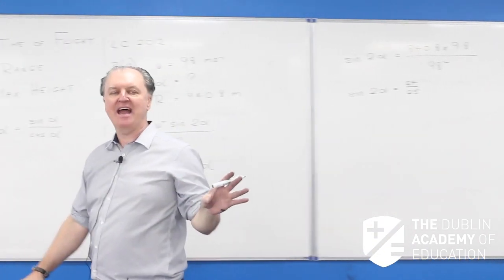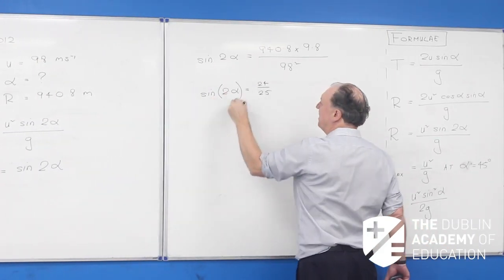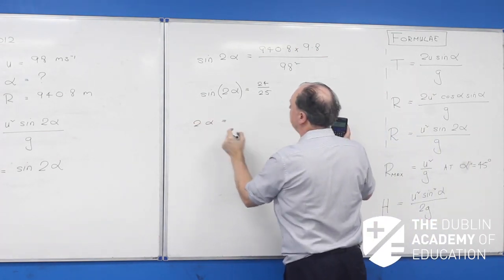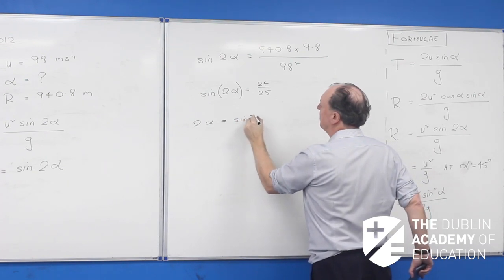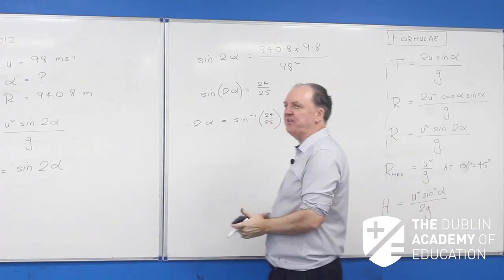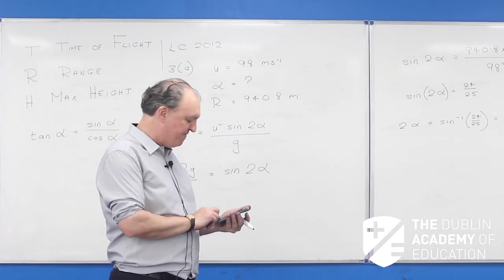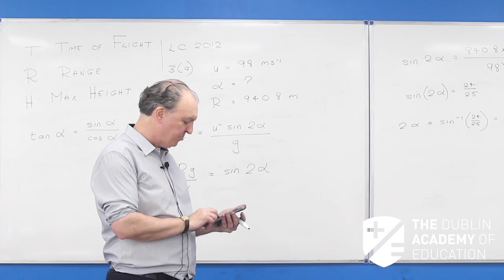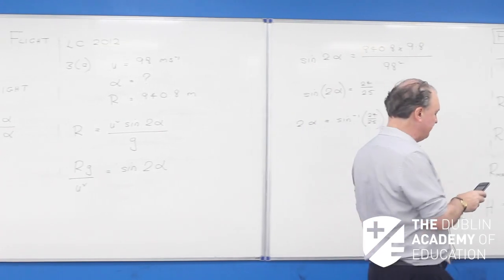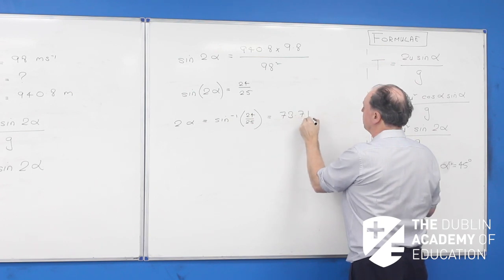I want to get the angle. Now the angle is a double angle. Let me wrap it in brackets to make it very clear. The angle is 2 alpha. So if I want to find the angle, 2 alpha is equal to the inverse sine of 24/25. Put that into my calculator: shift, inverse sine, 24 over 25. Let me say, go to two decimal places. So I get 73.74 degrees.